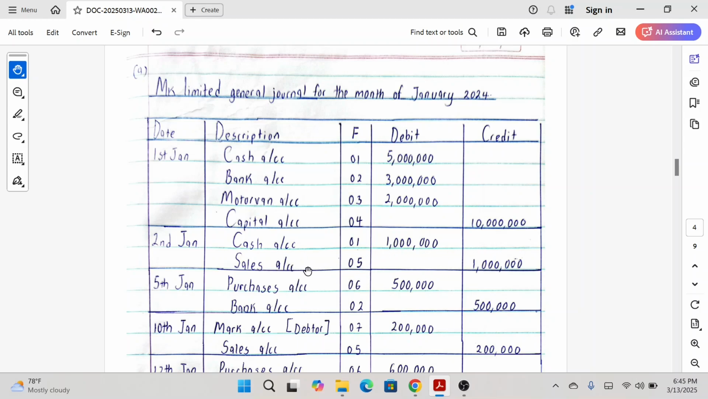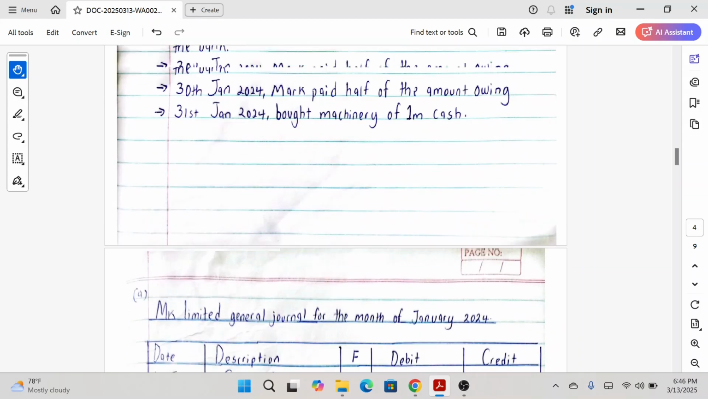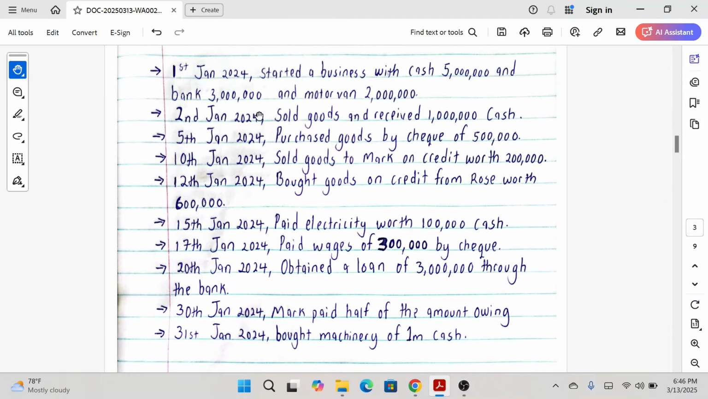So these are cash sales. So you sold, and in return, you got money, which is cash, and an asset is increasing on the debit side. So you're going to debit cash by 1 million, and then you credit the sales since they increase by crediting. So that is statement number 2.